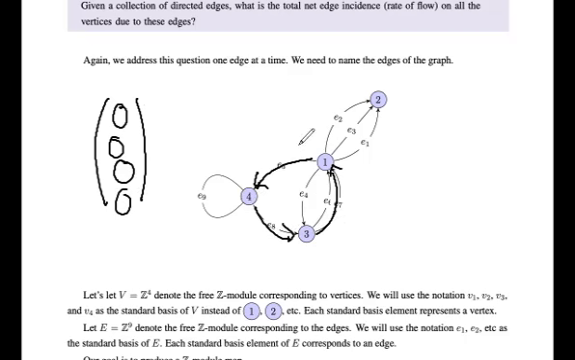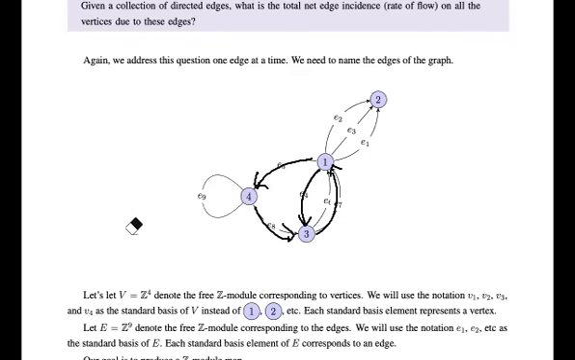Now, we could have thrown in another one. Let's throw in something like that, and see how that changes things. Let's think about net incidence again. What's the net incidence at 1 by this? Well, here we have 2 going out and 1 going in. Going out is like a negative, so it's like a net -1 incidence at the first vertex.